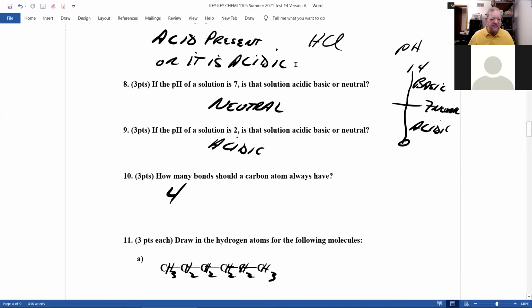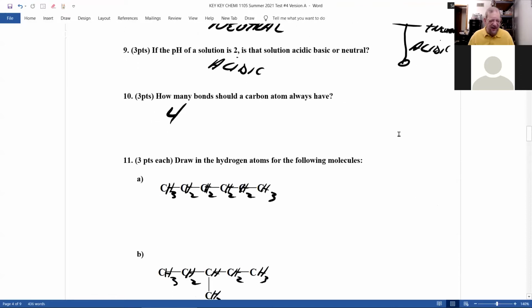All right. pH of a solution is 7. Is it acidic, basic, or neutral? pH 7, neutral. pH of a solution is 2.0. And this even is the answer for number 7. I give you a 9. It's acidic. All right, let's do some organic chemistry.